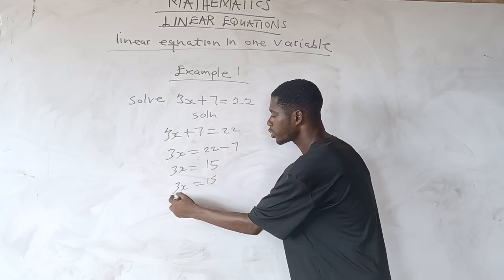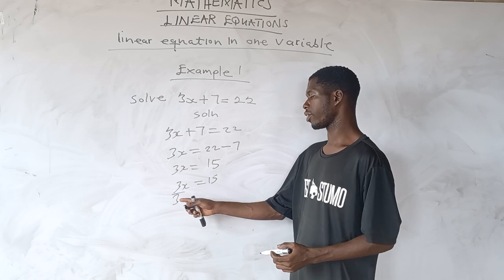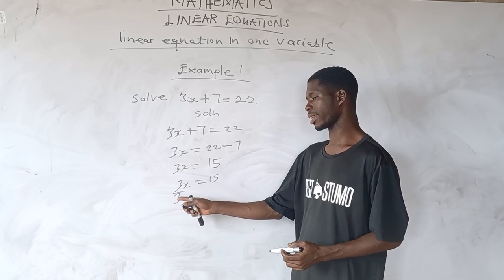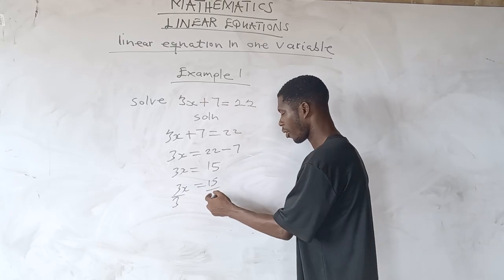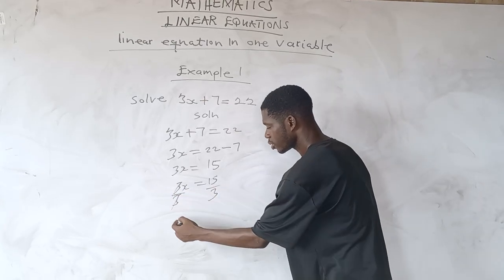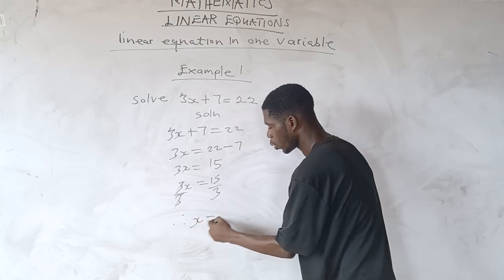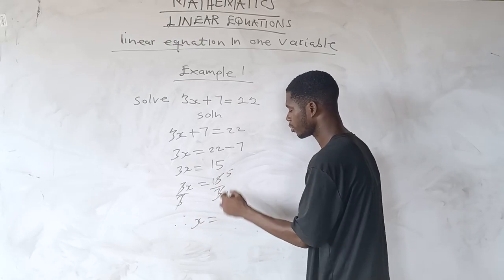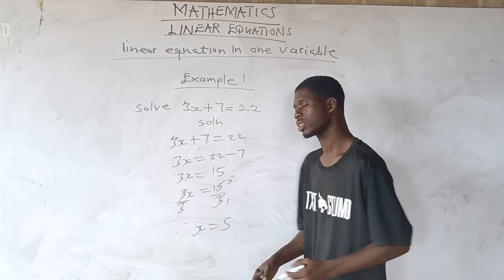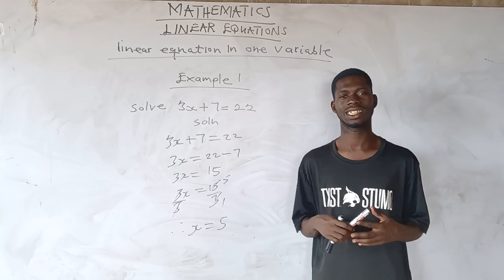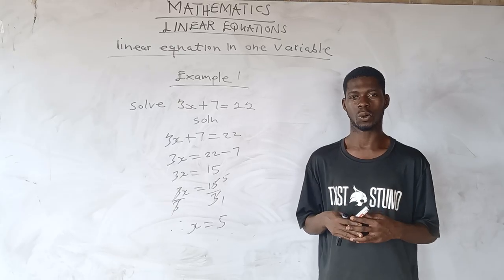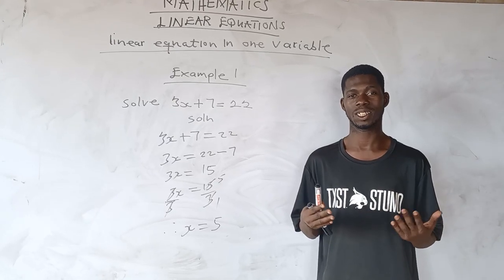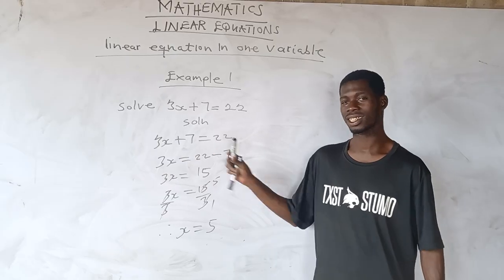Now we can divide both sides of the equation by 3, the coefficient of x. Therefore, x is equal to 5. That's the final answer for this equation.